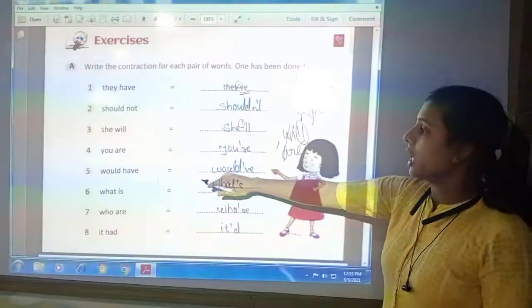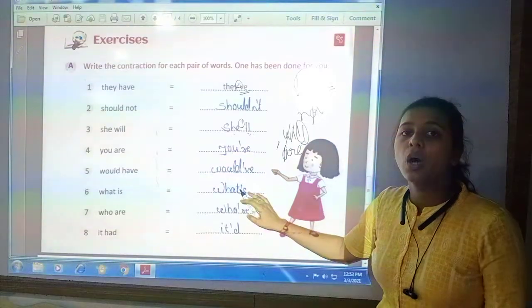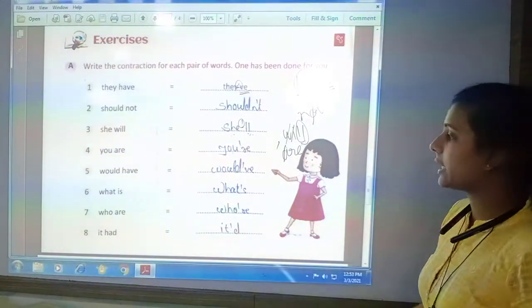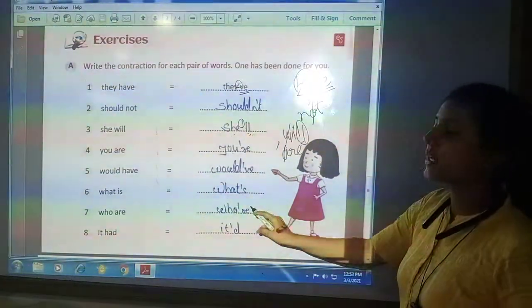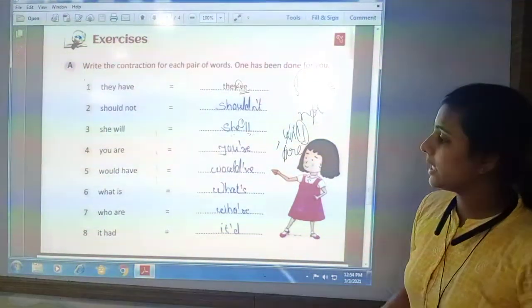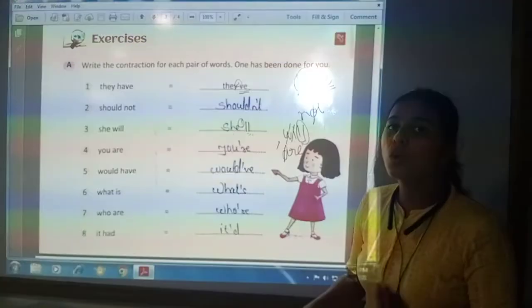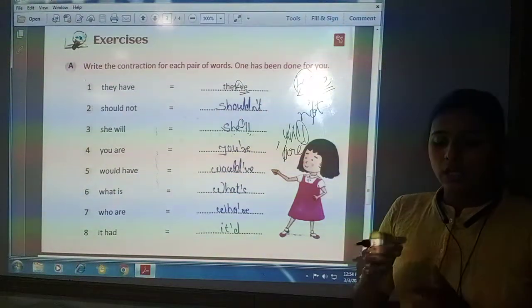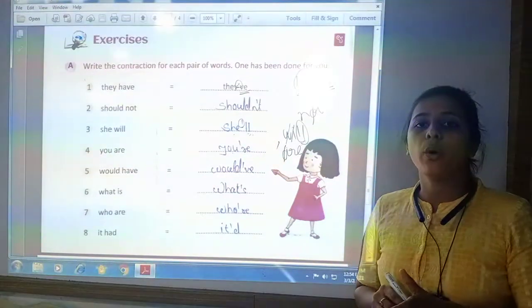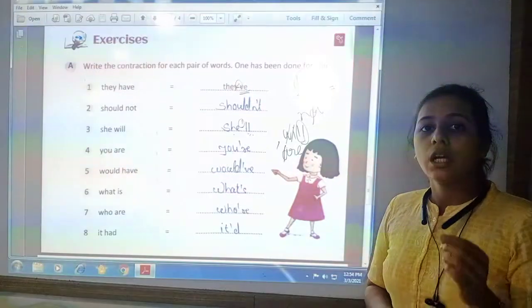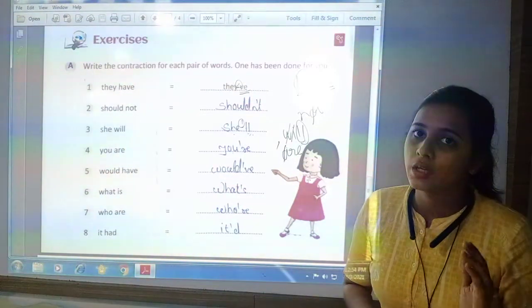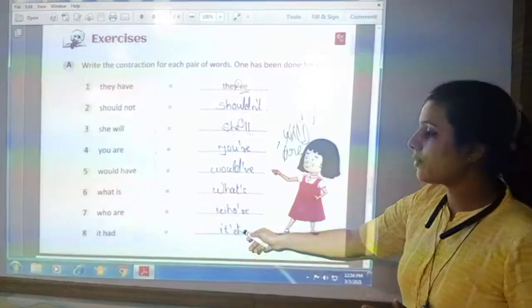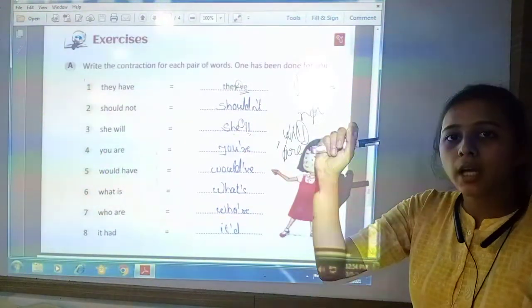Next is would have, which will become would've. Next is what is. In is, I will be removed and it will become what's. Then who had will become who'd. It had will become it'd. So in this way, when we are practicing contraction, we have to eliminate letters from the second word, and where we are eliminating the letter, there we will put an apostrophe.